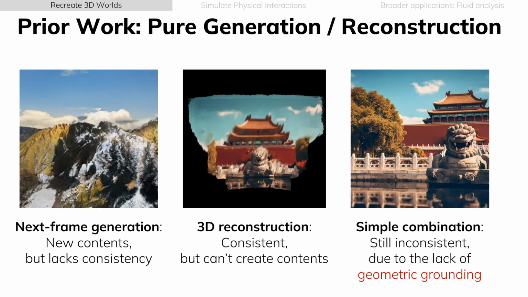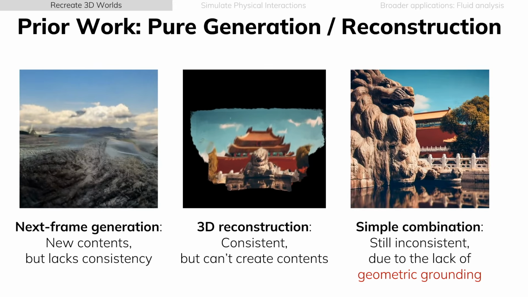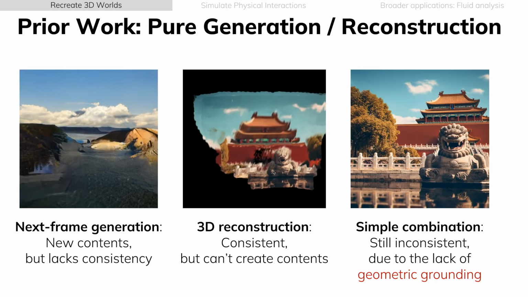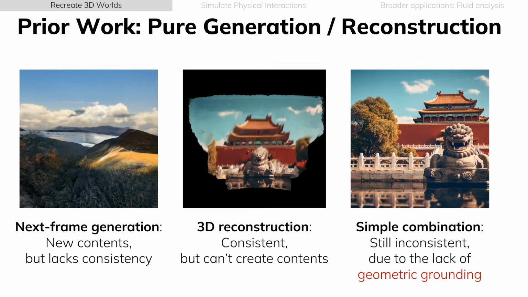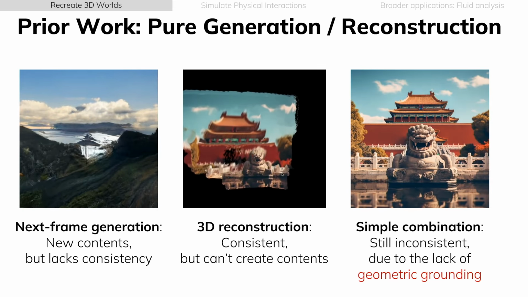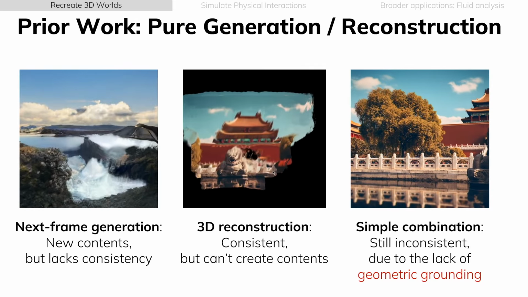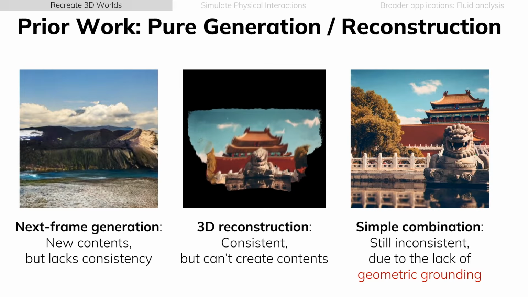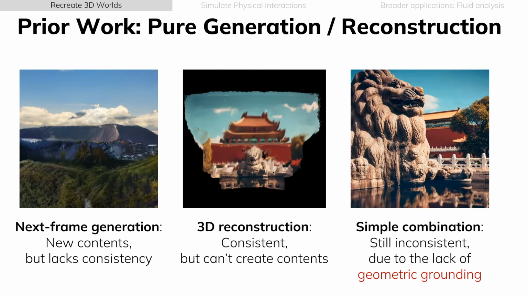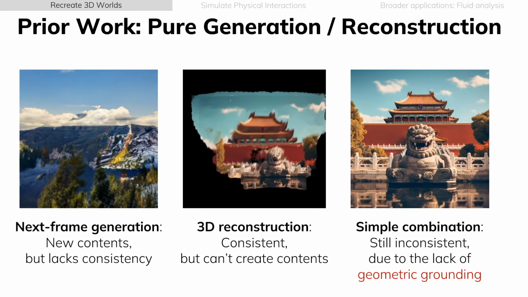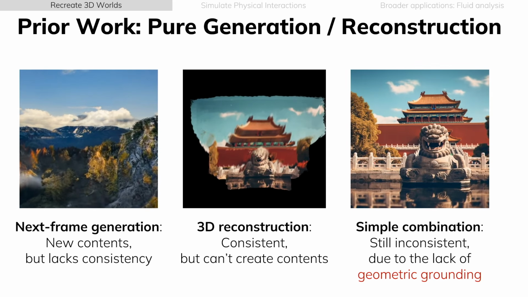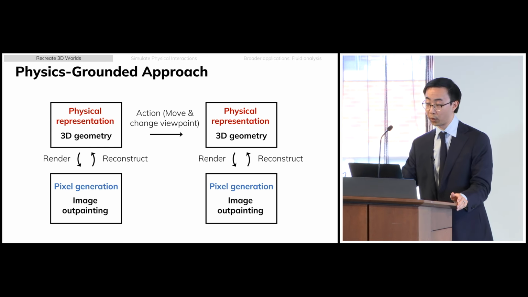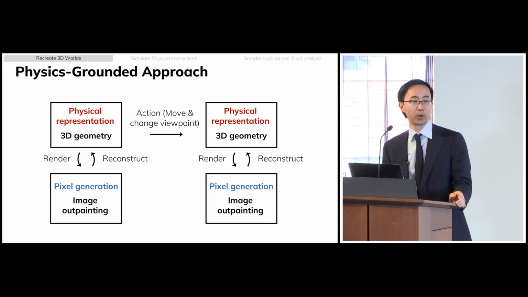So a natural idea is to combine both approaches. For example, we can reconstruct whatever we see in the input image, and then when the camera moves to a new location, we just in-paint the missing regions. But this approach doesn't provide the geometric grounding, and thus you see the inconsistency here. So every time you move your camera to a new location, something new pops up, and that breaks the consistency. Because now the new content is only in-painted to the screen rather than grounded in 3D geometry. So the missing piece here is geometric grounding, and this is exactly where our framework comes in.